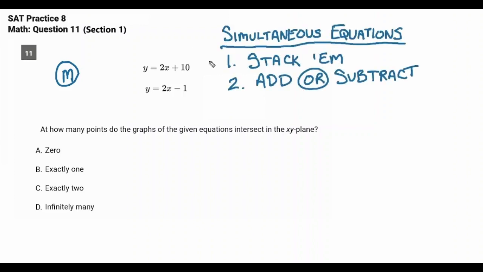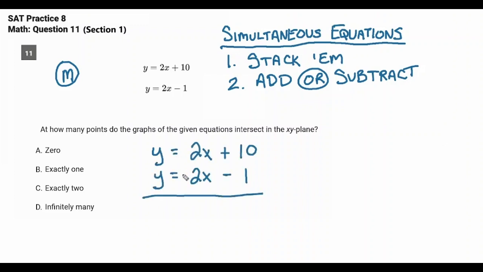Anytime you see simultaneous equations, you're going to stack them and you're going to add them or subtract them. So you want to rewrite them nice and stacked the way they are in the problem. You should be able to see pretty easily that if you subtract, you can make the y's go away. You get a big 0 here. And what happens to the x's? 2x minus 2x. Hey, that's a big 0 too. Well, I got no letters anymore.